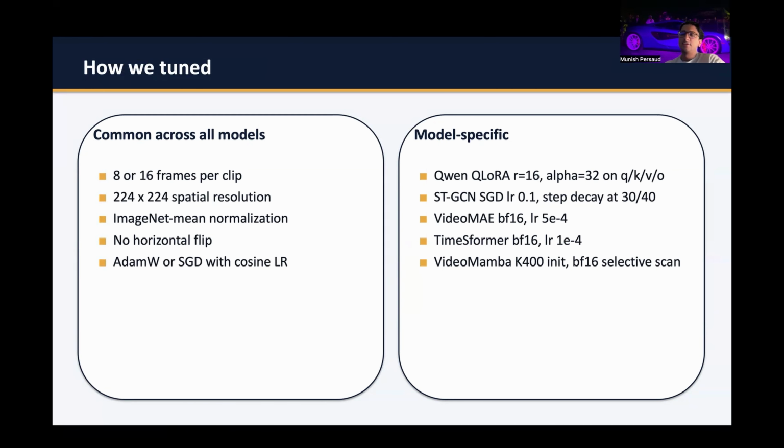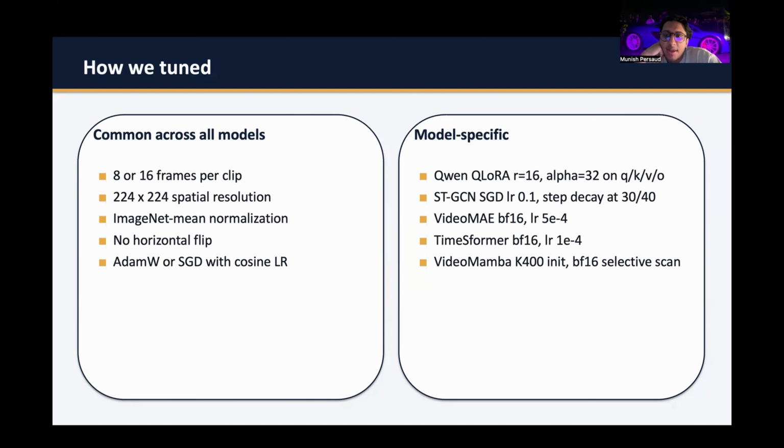Some weird model-specific things: for Qwen, specifically the QLoRA, we used an R value of 16 and an alpha of 32. This helped speed up the training protocol a little bit and not be so fine-tuned. We only did it on the K, Q, V, and O caches, just because of overhead in terms of our GPU capacity. For ST-GCN, we used a learning rate of 0.1 and a step at 30 to 40, because it only supported the keypoint tracking and motion of it.